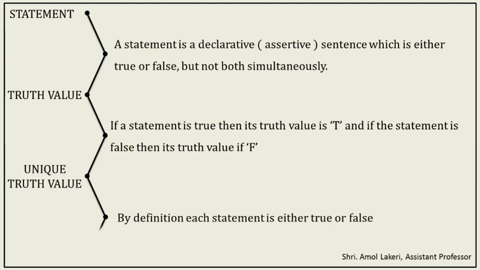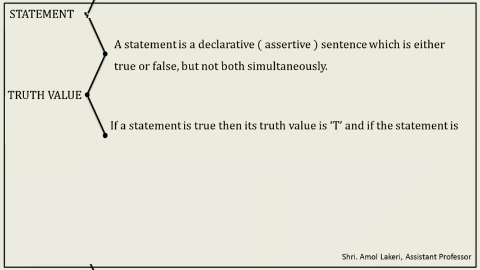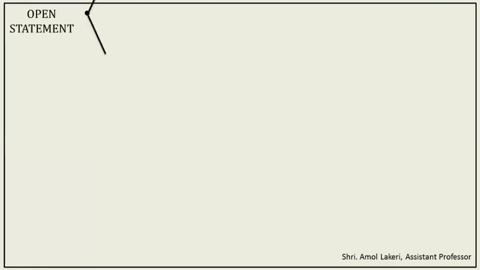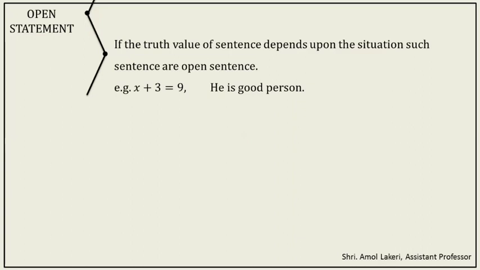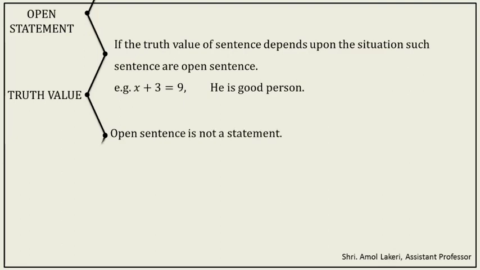But we have some cases in which sometimes a statement is true, sometimes false. So we define: if the truth value of a statement depends upon the situation, such statements are open statements. For example, x plus 3 is equal to 9. In this case, x plus 3 is equal to 9 is true in case x is equal to 6 and false otherwise. Thus, x plus 3 is an open statement. And such an open statement is not a mathematical statement.